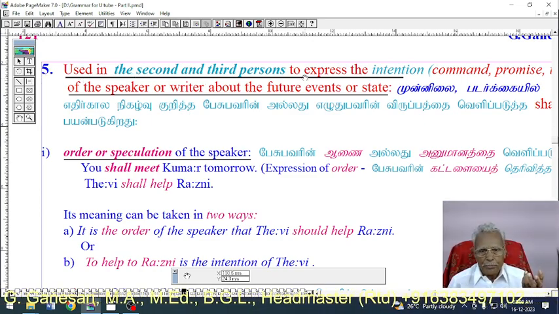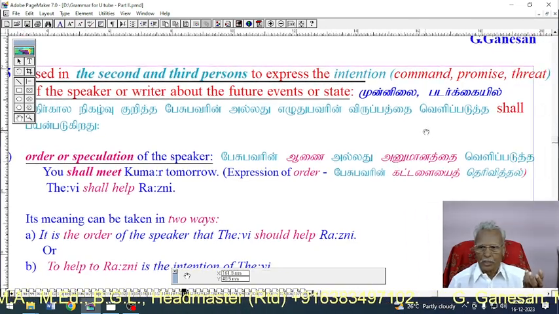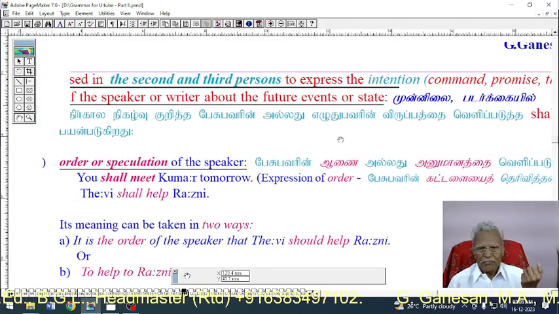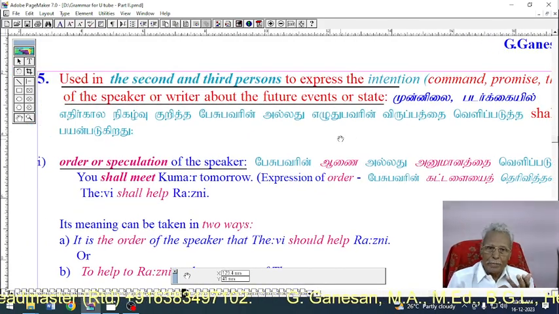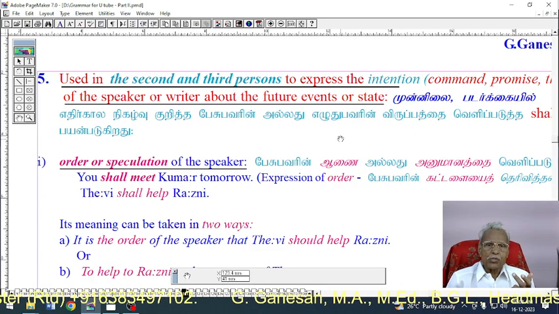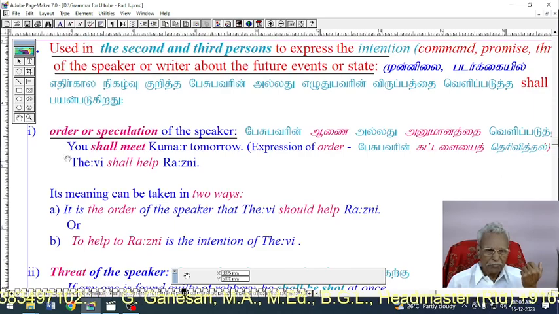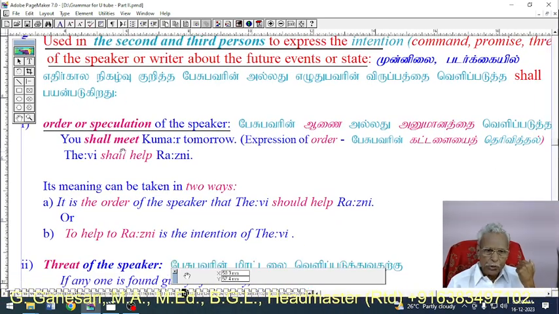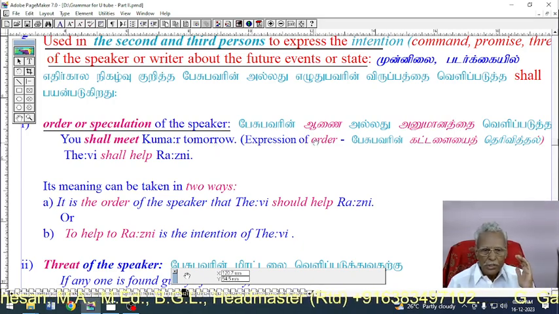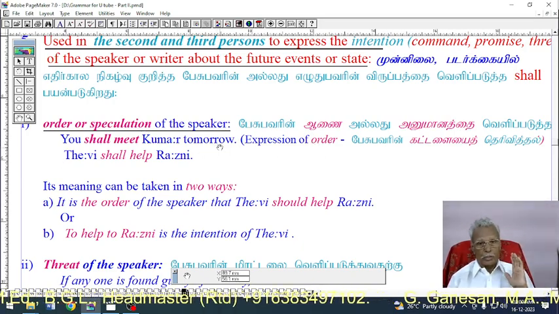Shall is used in the second and third person to express intention. It is command, promise, threat, etc. That is, shall is used in second and third person to express a command or a promise or threat, etc. First, order. You shall meet Kumar tomorrow.